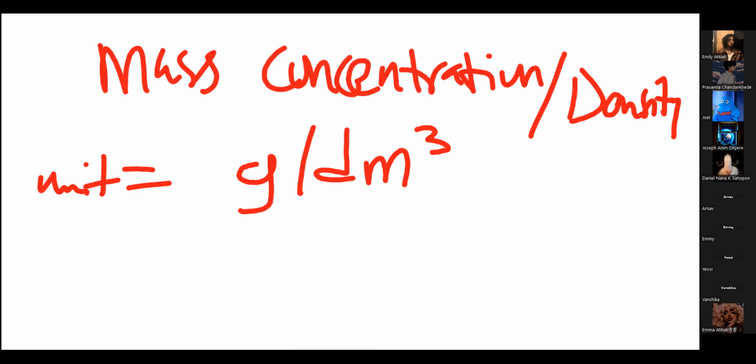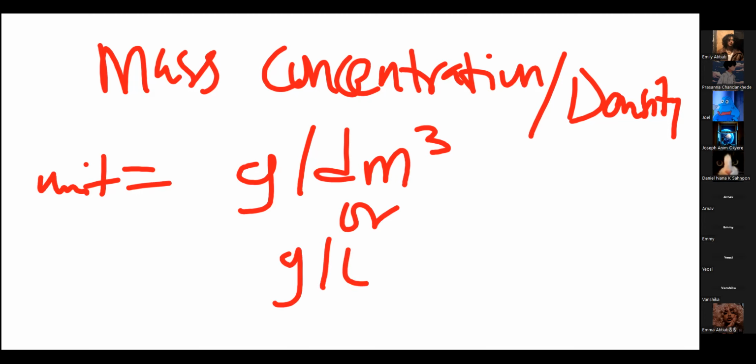Since I told you that we mostly like leaving our volume in dm cube and our mass in gram, we only learn gram per dm cube. It can be anything: kilogram per cm cube, microgram per dm cube. But we leave our mass in grams and our volume in dm cube. So gram per dm cube or gram per liter. Dm cube is the same as liter, so gram per liter is the same thing.